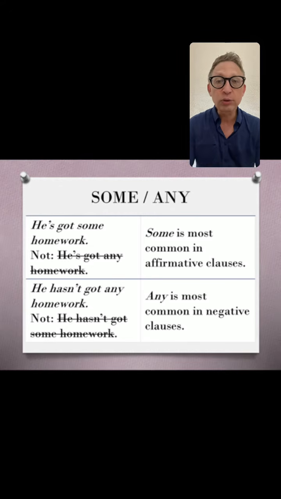And here are general rules. These aren't all the rules, but these are, I think, the main rules, the ones you want to remember first. All right, some is most common in the positive sense. He's got some homework. We would never say he's got any homework. That doesn't work in English. It's positive. He's got some homework. Now, any is most commonly associated with the negative form. He hasn't got any homework. So has not any, hasn't got any homework. And so that's, I think, quite interesting.